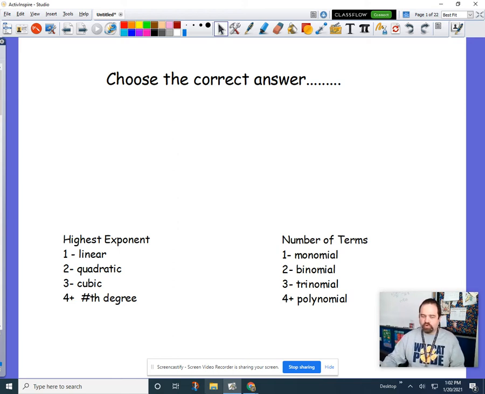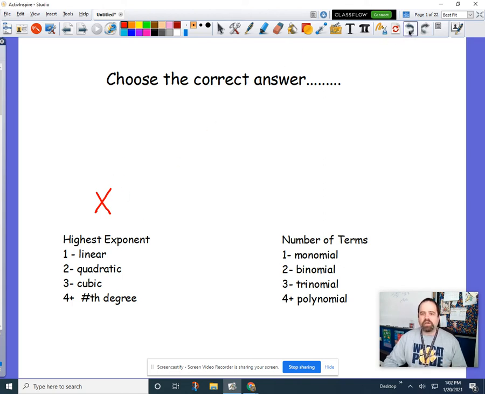So real quick before we get into this, I thought I'd take just a minute to review what we're looking at here. When I ask you to pick one of these columns, this has to do with the variable. If there is just a single x that has an exponent of 1, your expression will be linear, if that is the biggest term in there. If you have an x squared, that would be a quadratic. If you have an x to the third power, that would be a cubic.